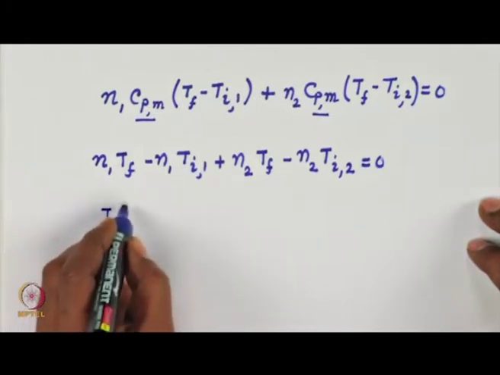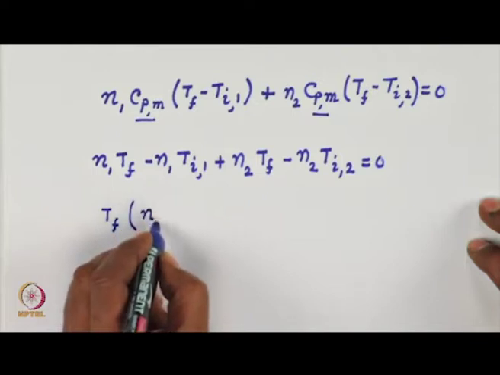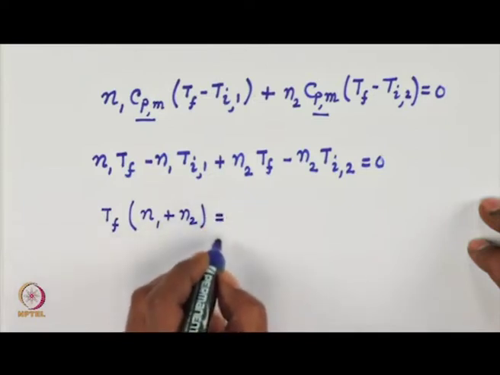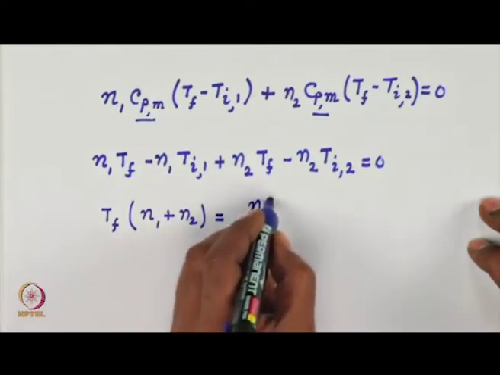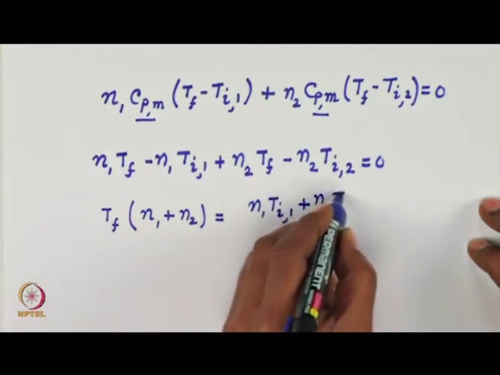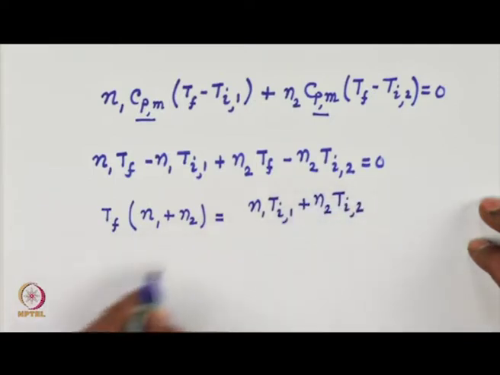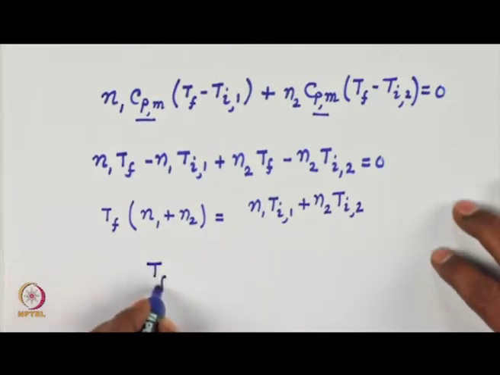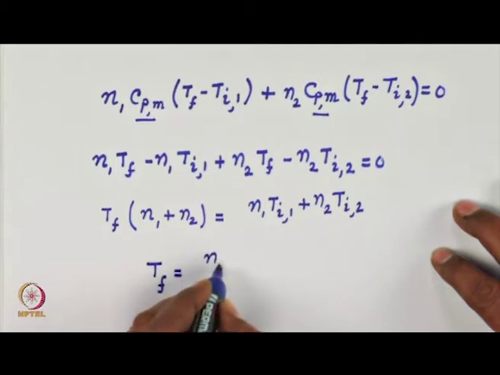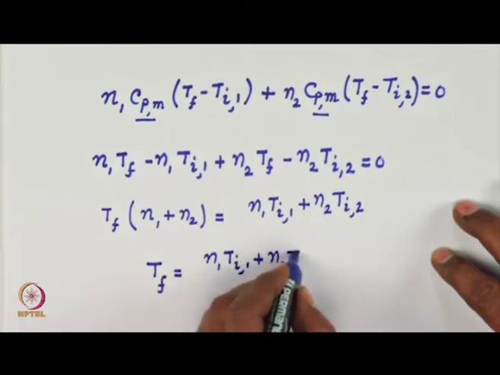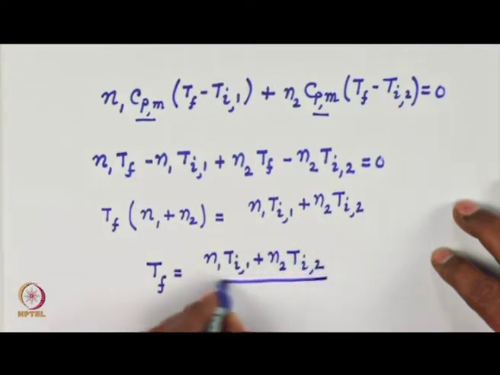Let us take Tf outside. Inside what we have is N1 plus N2, and this is going to be equal to N1 Ti1 plus N2 Ti2. Rearranging this, we can calculate the final temperature as N1 Ti1 plus N2 Ti2 divided by N1 plus N2.